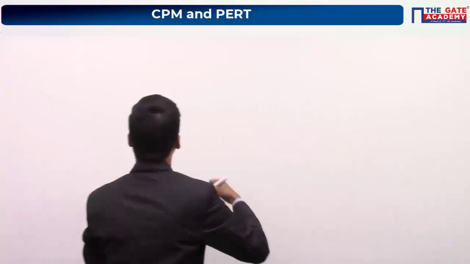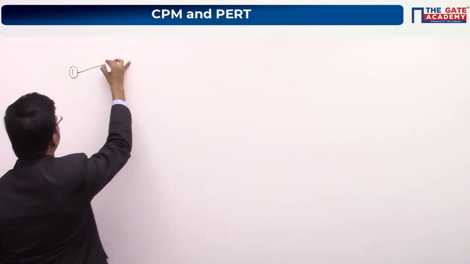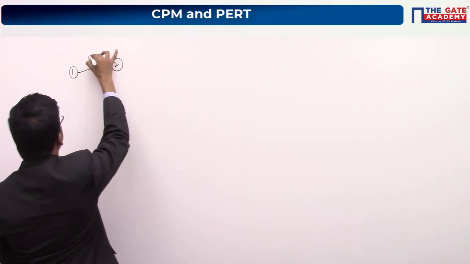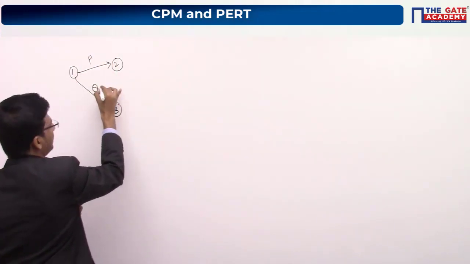Very good, Dinesh. One dummy activity we have to use. So I am just constructing the network diagram. Please have a look at the board. Activities P and Q do not have any predecessors, so you can start these activities. Let us say 1 to 2 is activity P, and 1 to 3 is activity Q.